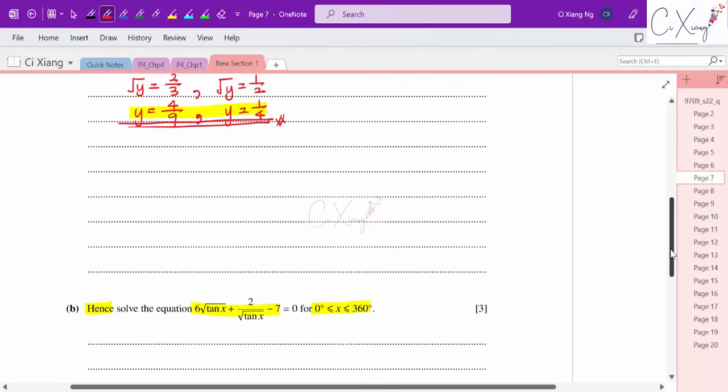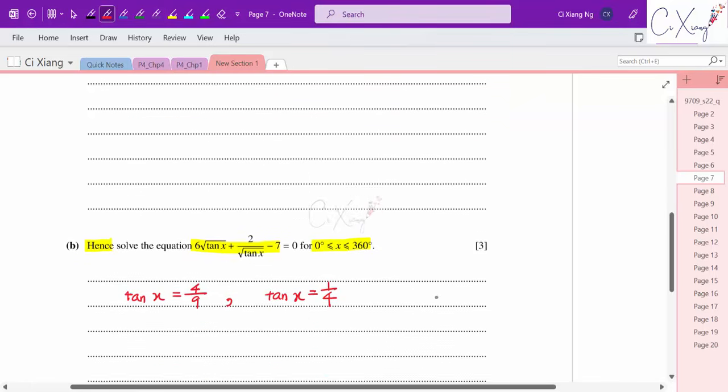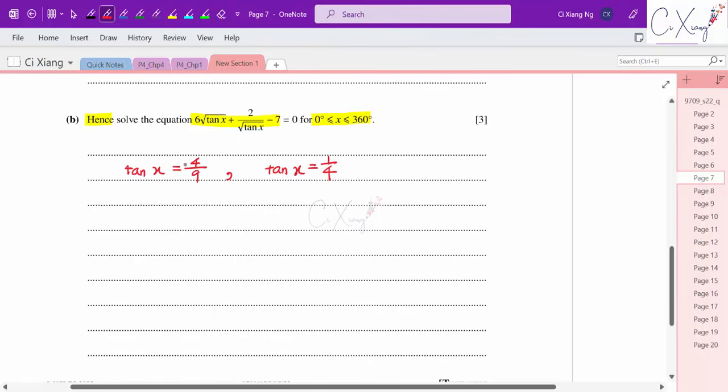When I solved the equation in part A, I got two values for y, which are 4 over 9 and 1 over 4. In part 2, I can straight away substitute y by using tangent x. So tangent x equals 4 over 9, and tangent x equals 1 over 4. We want to solve for the value of x.